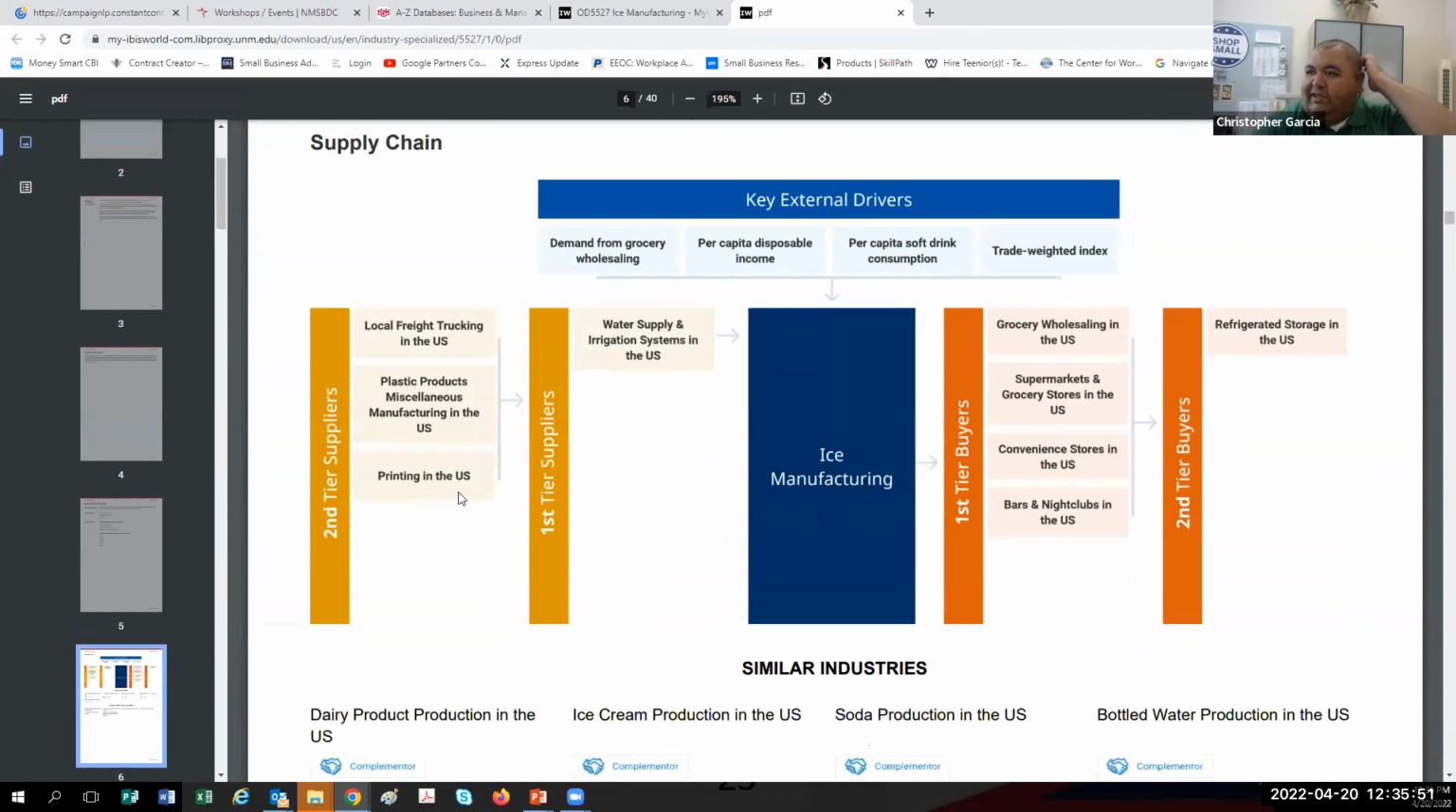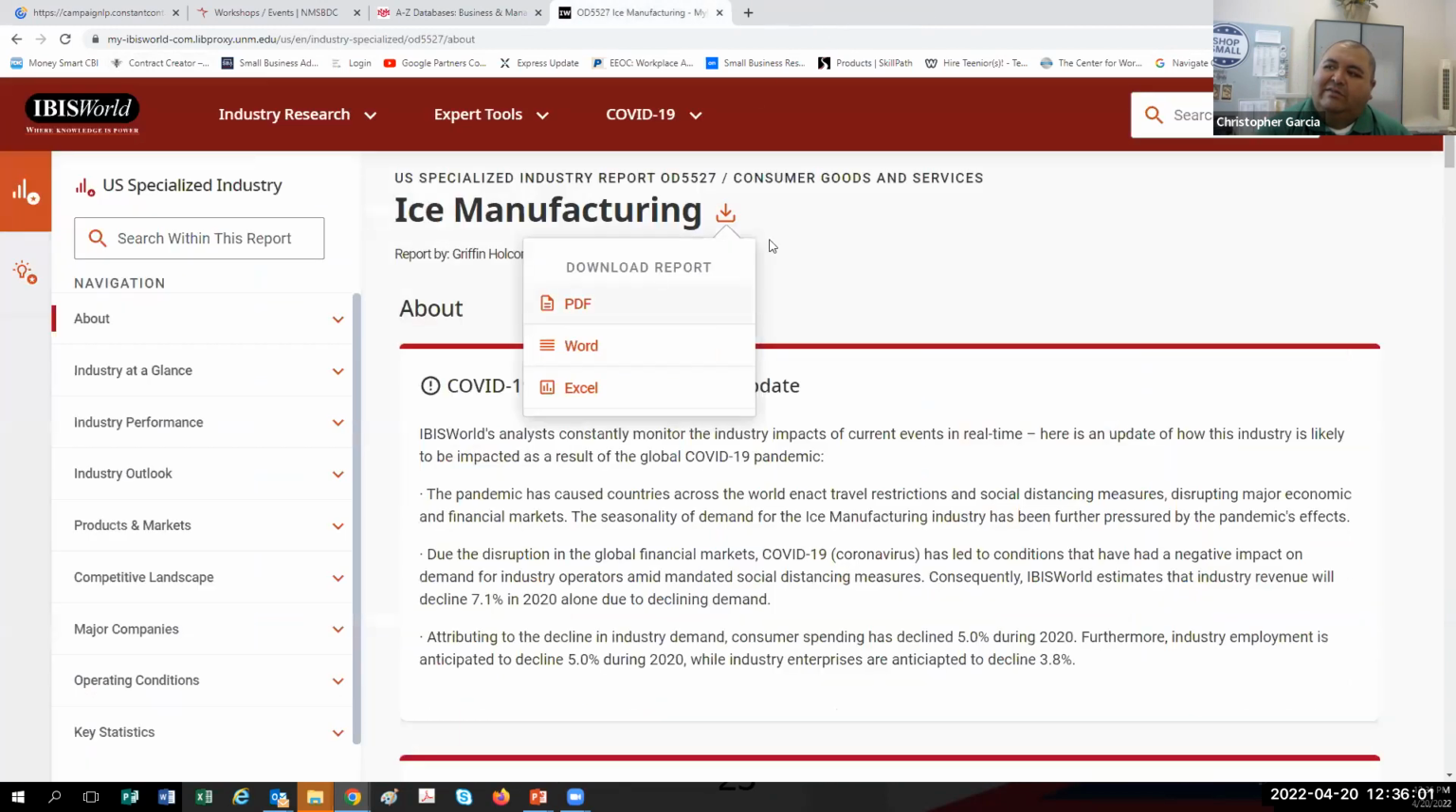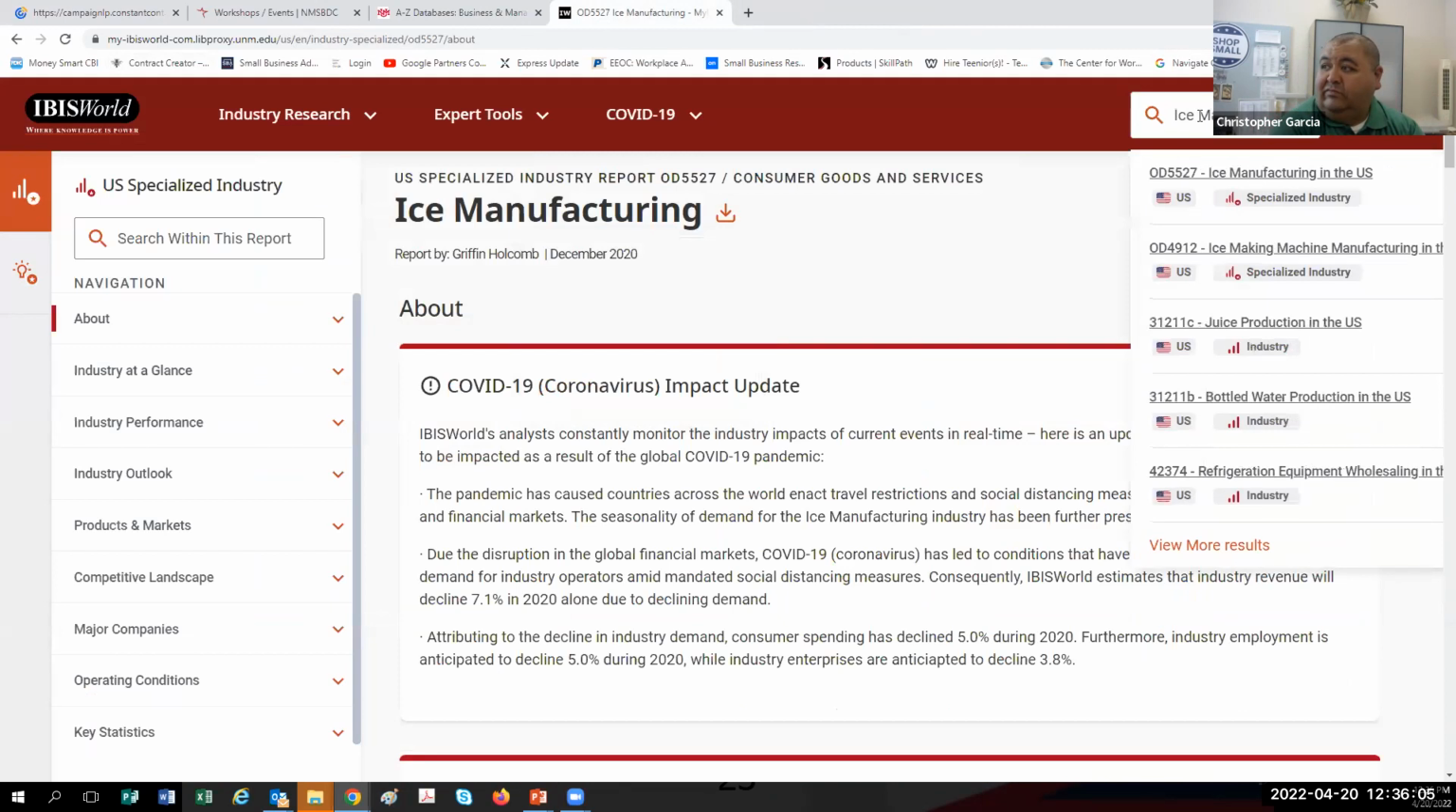So what drives this industry? Demand from grocery wholesaling. The ice machines, that's a heavy category. I might not be able to give you that in ice manufacturing. Let me see. Ice making machine manufacturing. Crystal, give me a different category. Give me a broader category than ice machines.